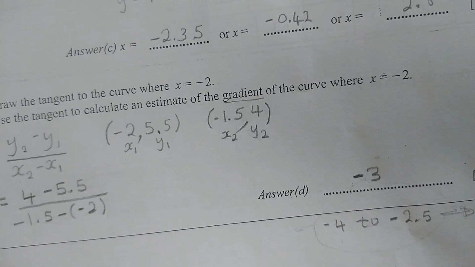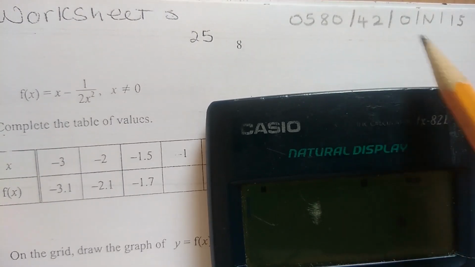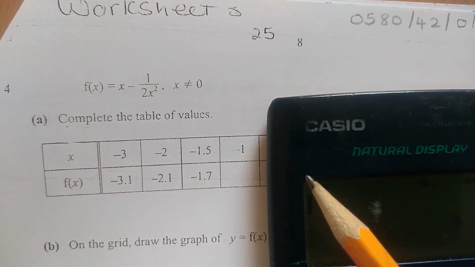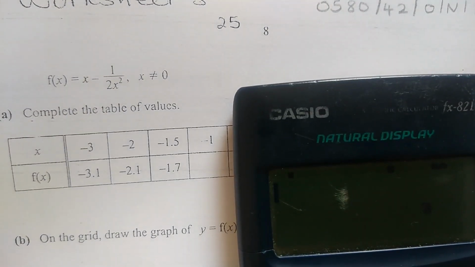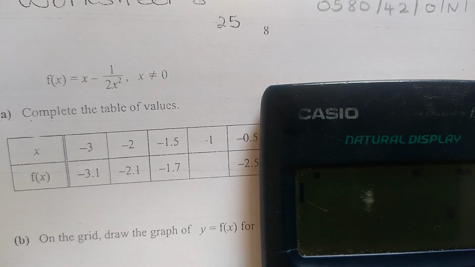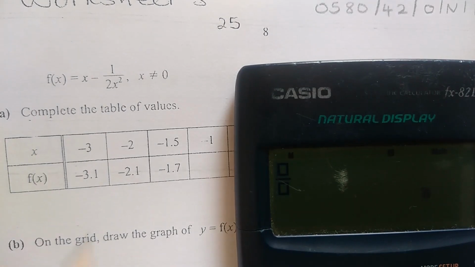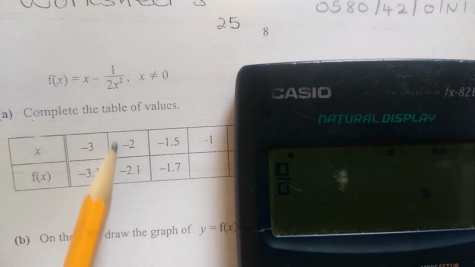Okay, now let's move to the next question. This one is from paper 420580, October/November 2015, and we are doing number 4. Okay, so we have f of x is equal to x minus 1 all over 2x squared. You are given the table of values and you are supposed to complete it. To make sure that you are punching your calculator correctly, you can check with the given value, like -2.